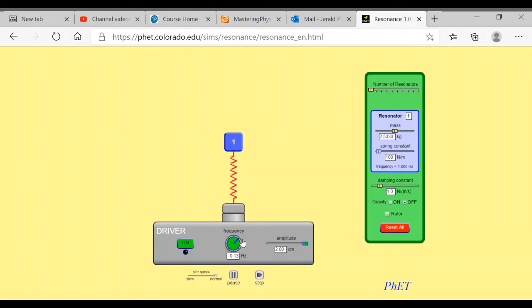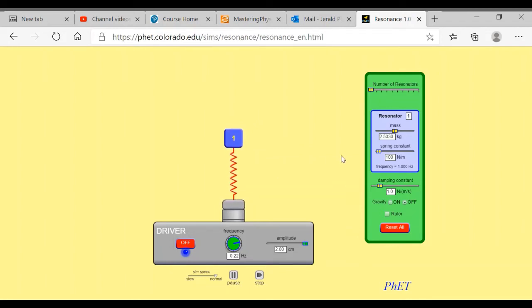So what I'm going to do here is start this thing oscillating just really slowly at first. We'll set it to about 0.2 hertz. Let's get this thing going here. Here it goes. Okay, so you can see this thing going up and down at 0.2 hertz. So it's taking about 5 seconds to go up and down once. And you can see that the mass up here is moving up and down with the driver here.